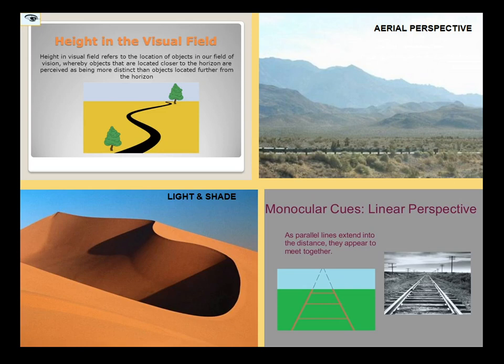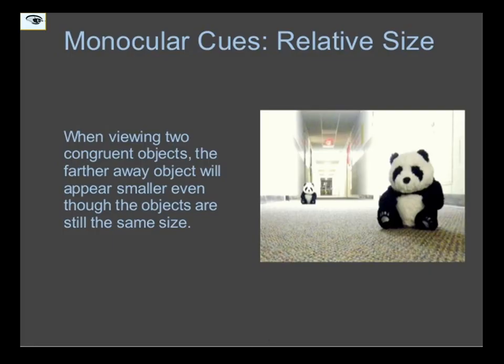Then, of course, moving on to the next one, we have the next type of monocular cue, which is the relative size. It all depends on the size of the retinal image which is being formed on my retina. That is going to determine whether the object is larger or smaller.